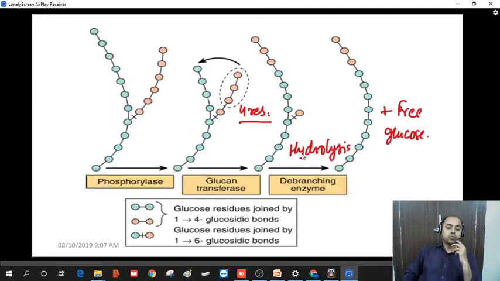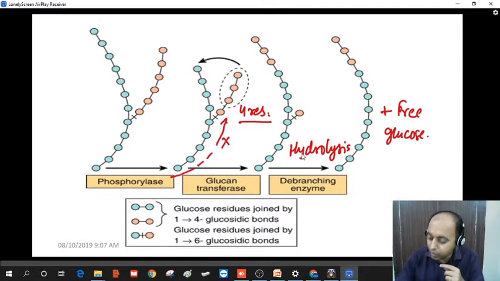All right. So two things to note. Number one, when the size of the branch chain is only 4 residues, the glycogen phosphorylase cannot work. The glycogen phosphorylase cannot work when the size of the side chain is very low, up to 4 residues. At that time, the phosphorylase will not be able to work.